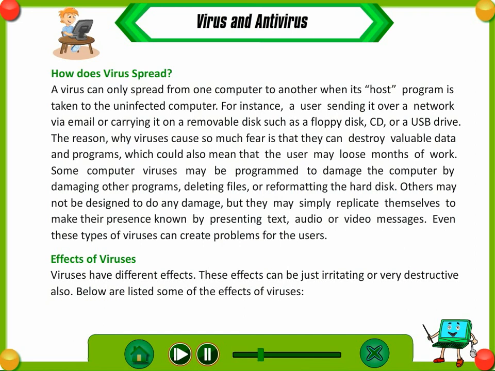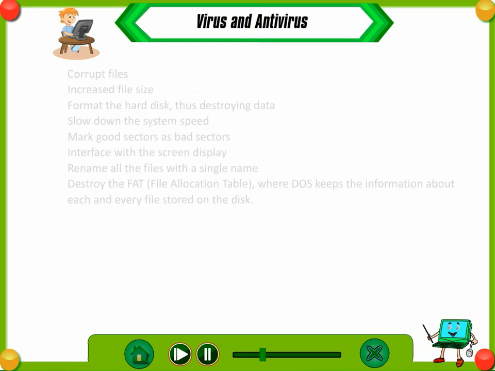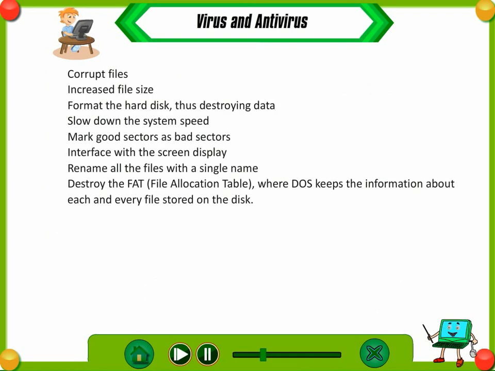Effects of viruses. Viruses have different effects. These effects can be just irritating or very destructive also. Below are listed some of the effects of viruses: corrupt files, increased file size, format the hard disk, thus destroying data, slow down the system speed, mark good sectors as bad sectors, interfere with the screen display, rename all the files with a single name, destroy the FAT, file allocation table, where DOS keeps the information about each and every file stored on the disk.